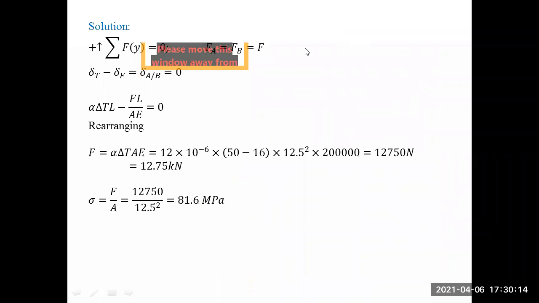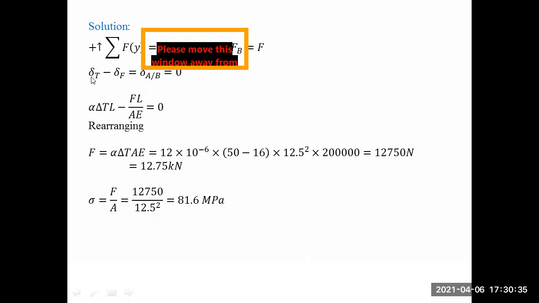So we look at the question, the solution, and see how it has been solved. If you look at it, summation of forces along y, Fa is equal to Fb. That means the reaction at A is equal to the force at B. And as long as they are equal to each other, why not just call it F? You don't need to say Fa and Fb because they are the same. So you just label it as F.